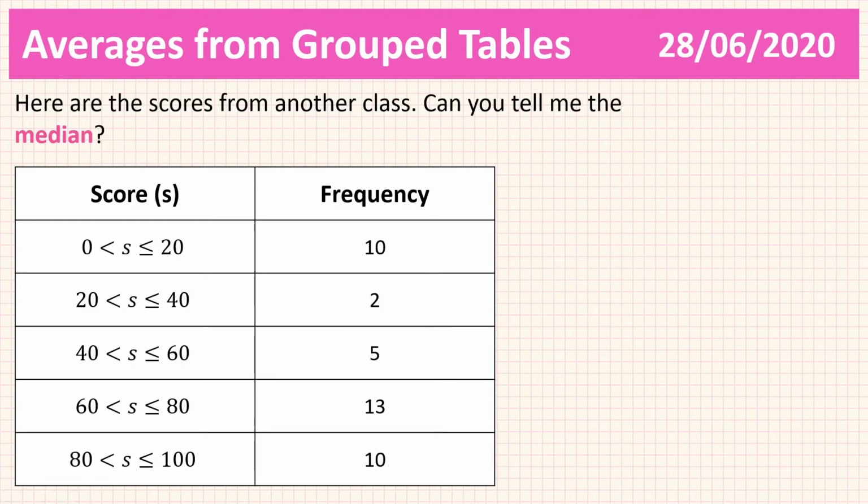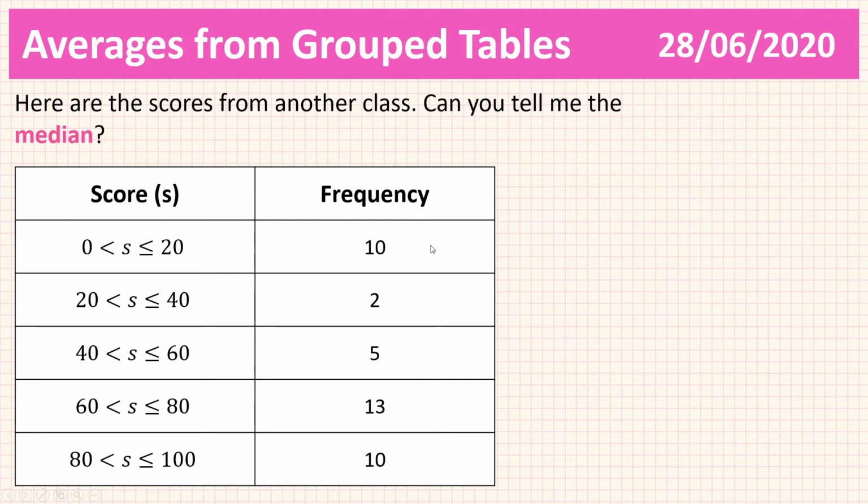Okay, so once again, we can't actually find the exact median, but what we can find is roughly what group the median is in. Later on, as you go through your maths education, you'll probably learn how to find an estimated median. But for now, we're just going to look at what group the median is in. And to do that, we take a cumulative frequency.